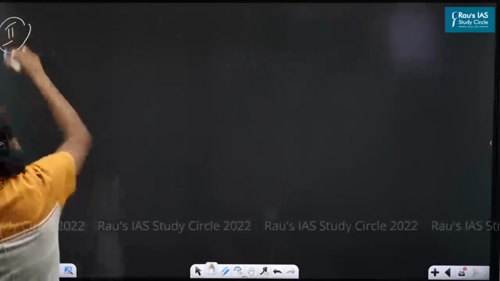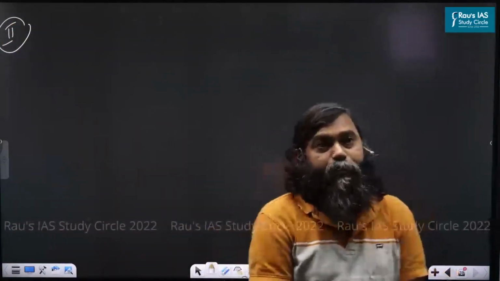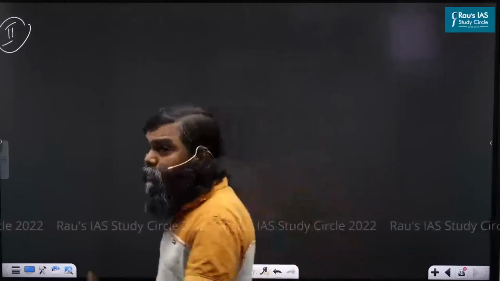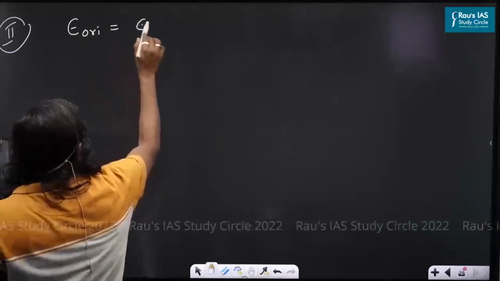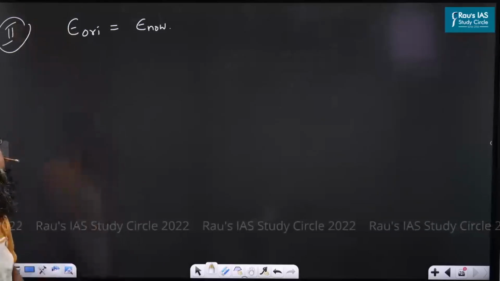Second interpretation. If somebody reads like this, what is the original expenditure in this question? What is the earlier expenditure? 450. What is the expenditure now? 450. No changes in 450. If anybody reads the question like this, original expenditure and now expenditure are constant. They will solve like this.